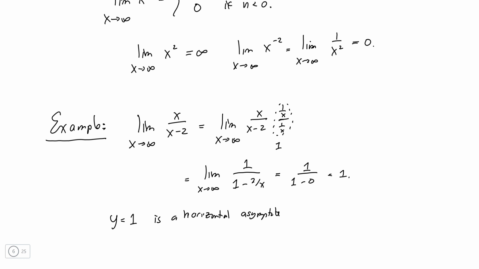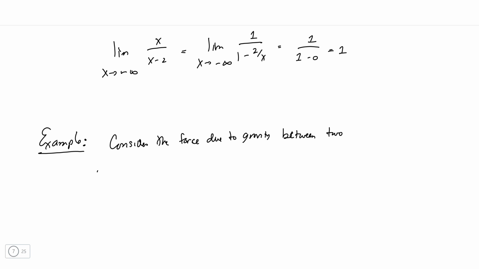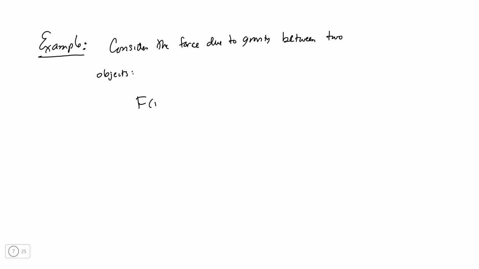Okay, so let's look at another example from physics. Let's look at the force between two objects due to gravity. Each object gets the same force on it, and so this is given by F of r equals G m1 m2 over r squared, where G is the gravitational constant. For us, all that matters is that it is constant.